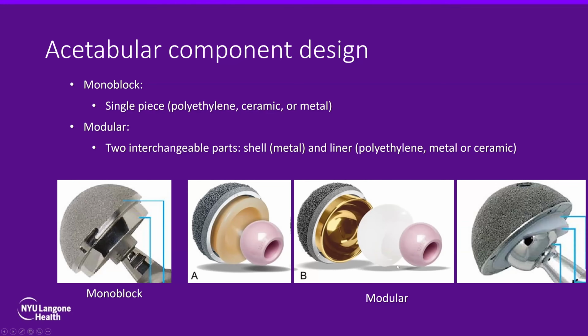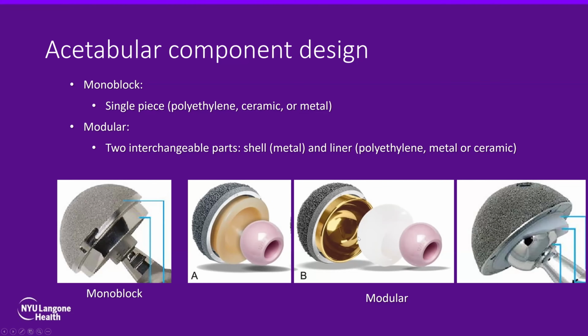This is another case of modular. We have the femoral head, we have the plastic liner, and then we have the metallic cup. In this case, the difference between A and B is that in A, the motion is only between the femoral head and the yellow plastic liner. In this so-called dual mobility, we have two levels of motion. One is between the femoral head and this liner, and the other level of motion is between the liner and the acetabular cup. Why is it useful?